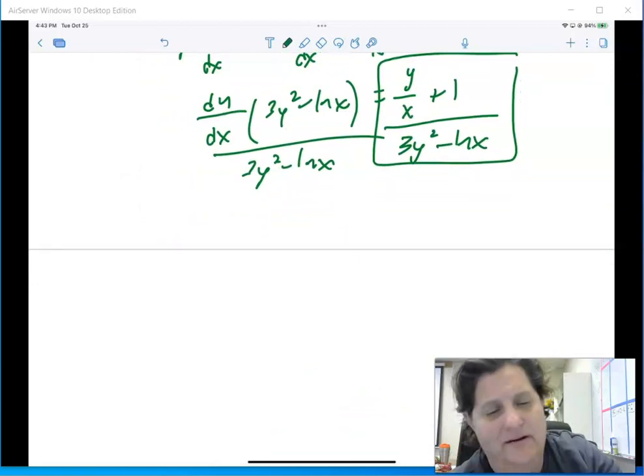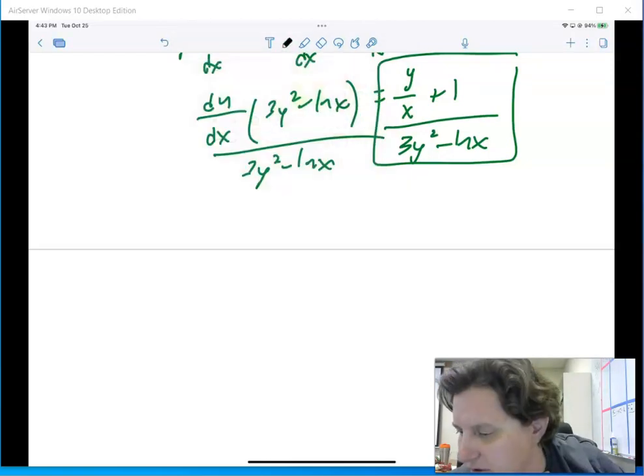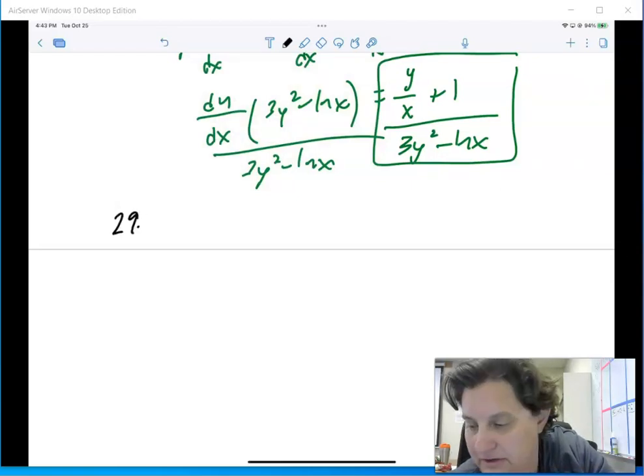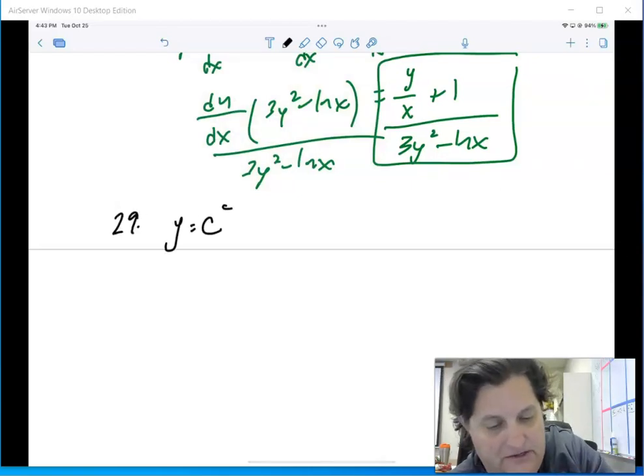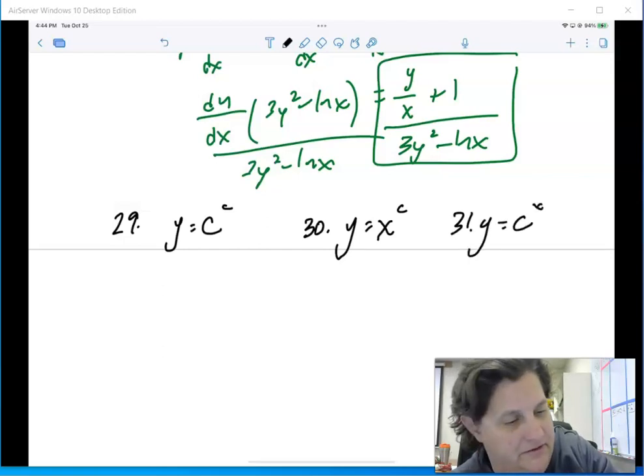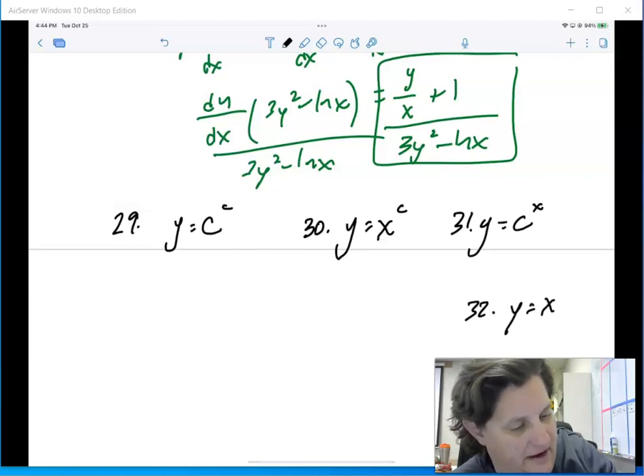We did 28 already. Somewhere. So I don't want to really do that again. We also did 29 through 32, but I do want to do those again, actually. A constant to a constant. X to a constant, to the x, and x to the x.